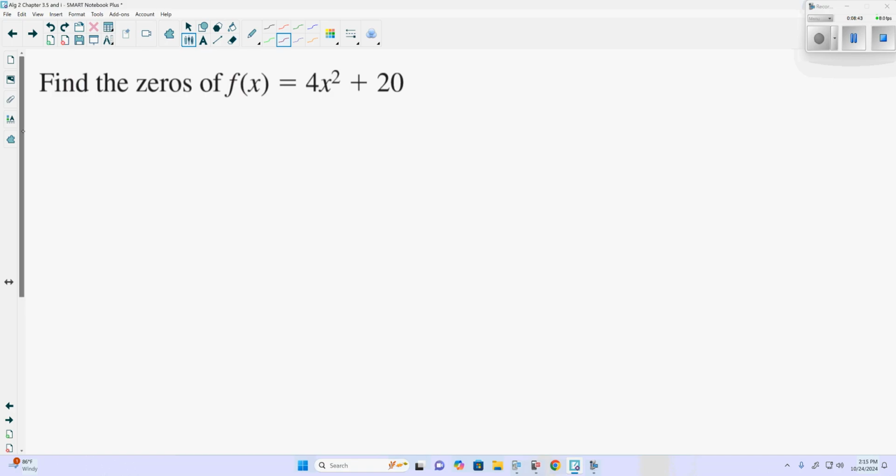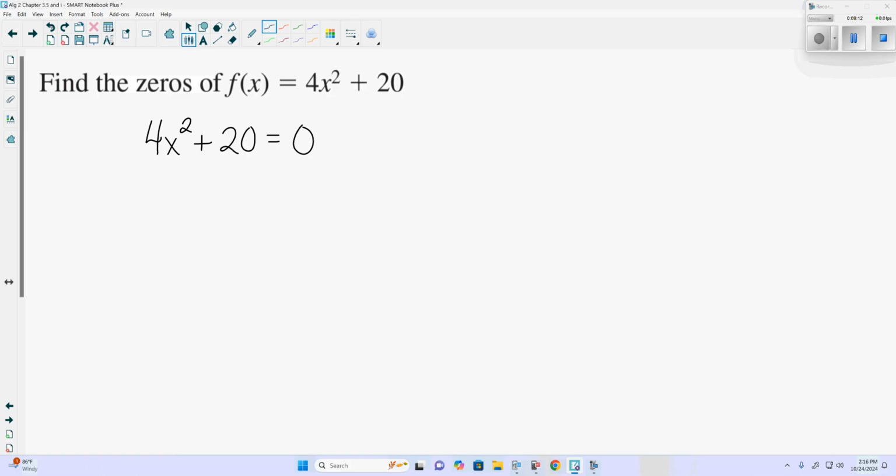We want to find the zeros of f of x equals 4x squared plus 20. Again, when it's asking us to find the zeros of this function, what it's saying is it wants us to find, or we want to determine, what values of x are going to make 4x squared plus 20 equal 0. Just wanting to know what's going to make this thing equal 0.